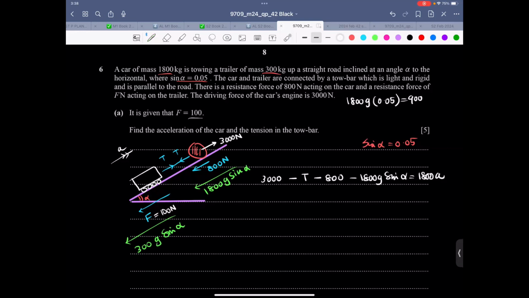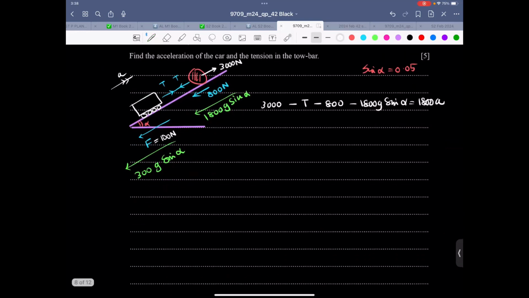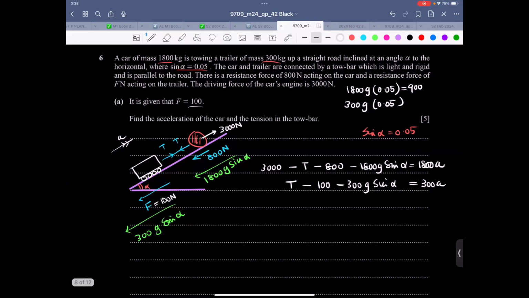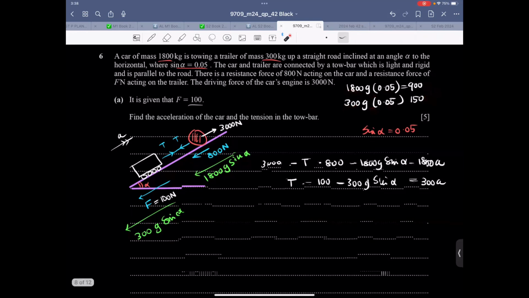The next equation for the trailer would be T minus 100, which is F, minus 300 G sine alpha is 300 A. Now let me also evaluate 300 G sine alpha, and this value is coming out to be actually 150. Because 1800 divided by 6 is 300, everything else is the same. So 900 divided by 6 is 150.